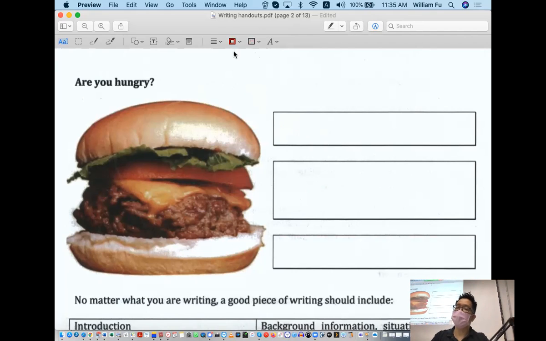Now, if you want to write a proper paragraph, you need to have these elements. Number 1, the topic sentence. Now, I want to ask you, what is meant by topic sentence?